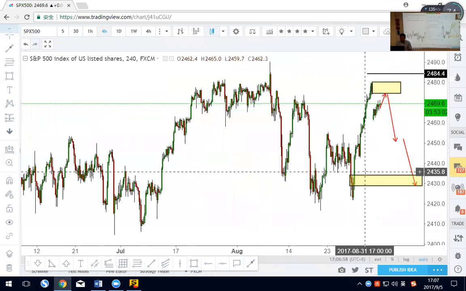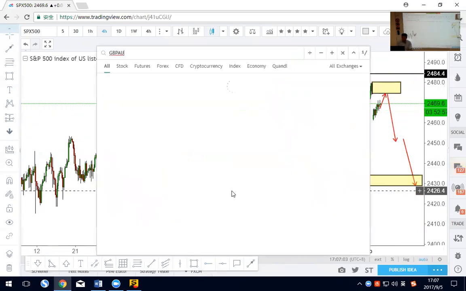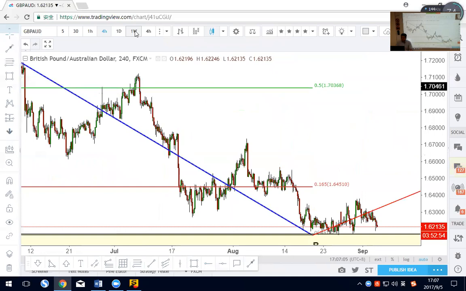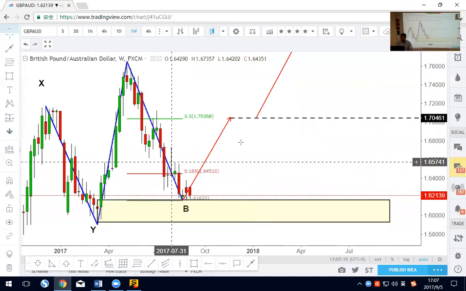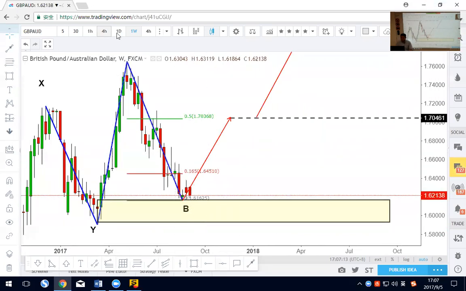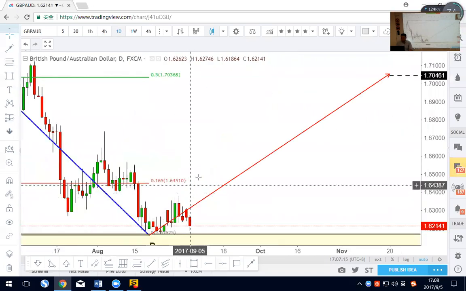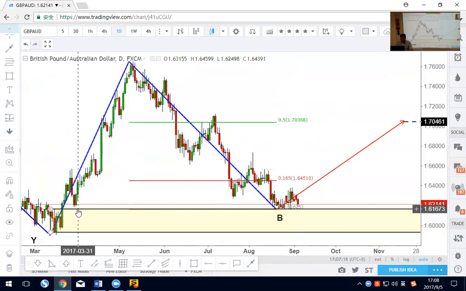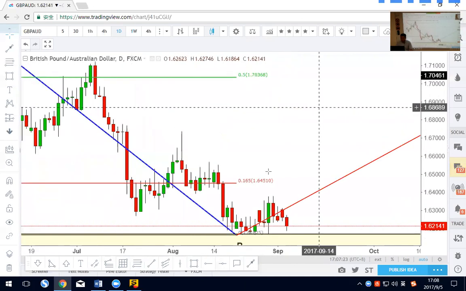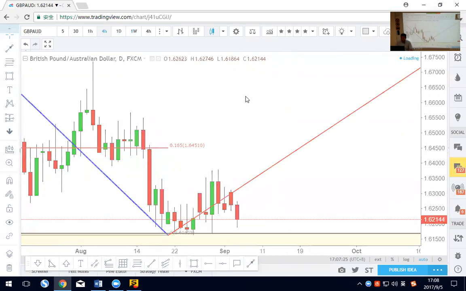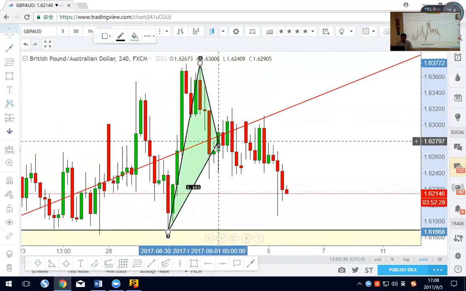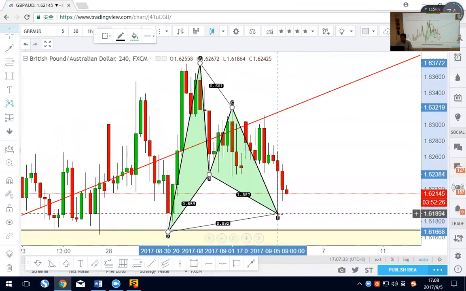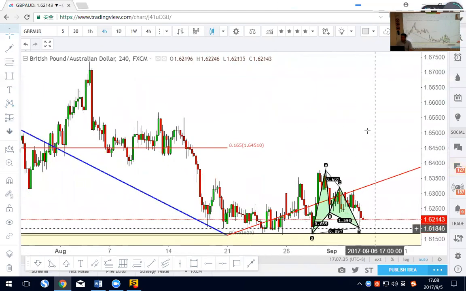Okay, so Sterling Aussie. We are looking for long-term buying opportunities, XYAB patterns, right? In the weekly chart, we have good upside room, and in the daily chart, it has already pulled back to the neckline of the previous structure, 1.6170. So you can consider buying Sterling Aussie, because in the 4-hour chart I think it just formed the Gartley pattern, right? So you can consider buying the Sterling Aussie.